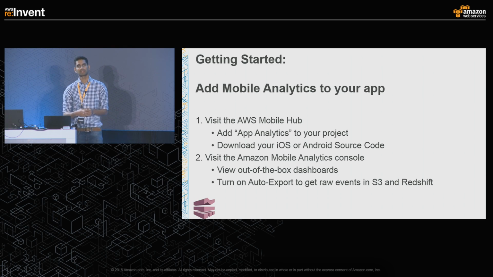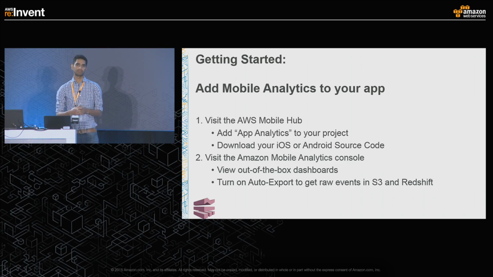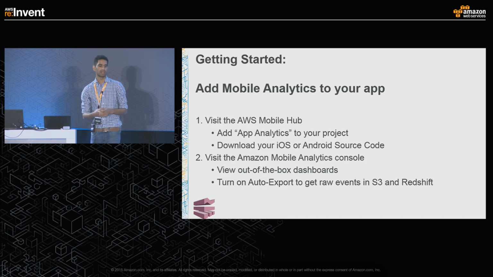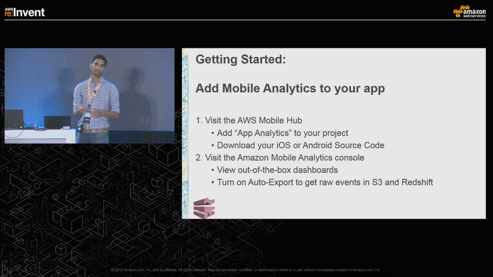So how do you get started using mobile analytics? Visit the AWS Mobile Hub. You could add app analytics to your project right there. Mobile Hub is a new experience that we've just released for mobile developers, so just visit AWS Mobile Hub, add app analytics to your project, and download your iOS source code right from there.